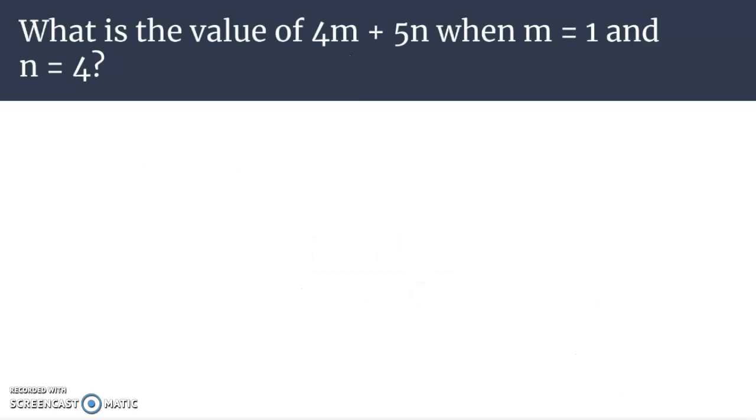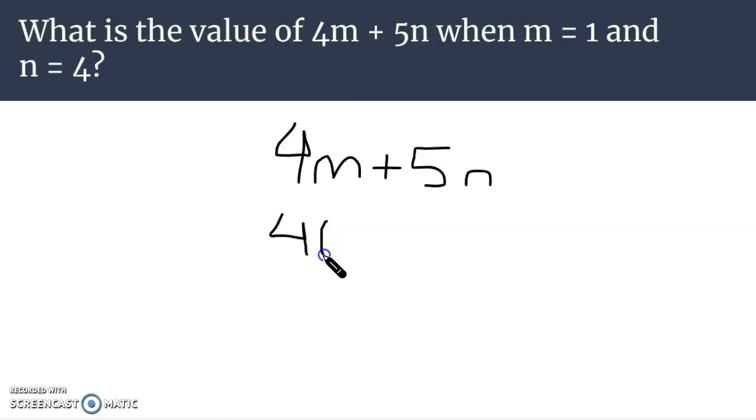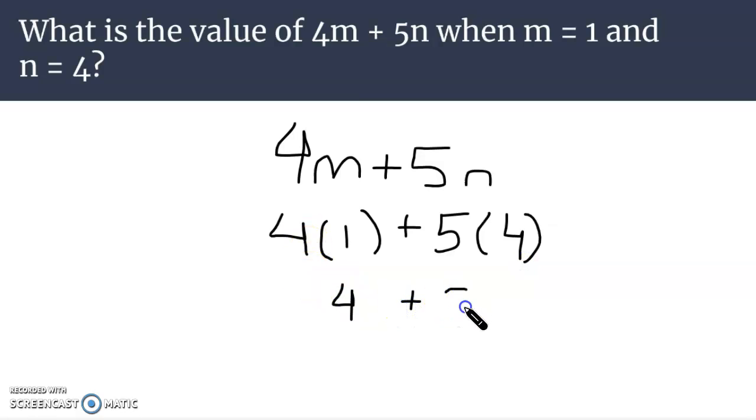Let's look at another scenario here. This time we have the expression 4m plus 5n, and we want to know, what do we get when we put a 1 in for m and a 4 in for n? So we did the substitution here. 4 times 1 is 4. 5 times 4 is 20. We add those together and get 4 plus 20. 24 is what this problem simplifies to.